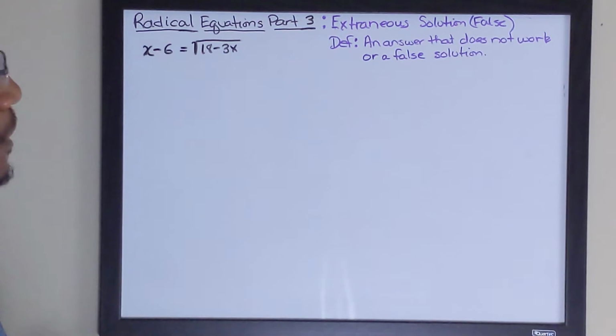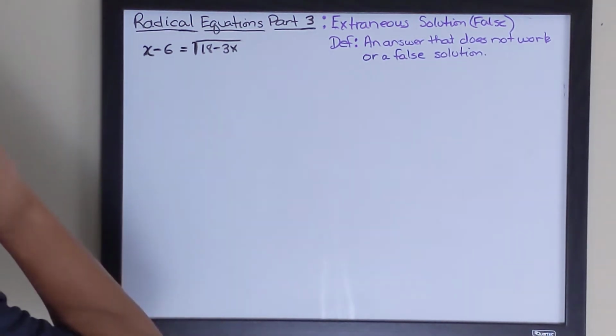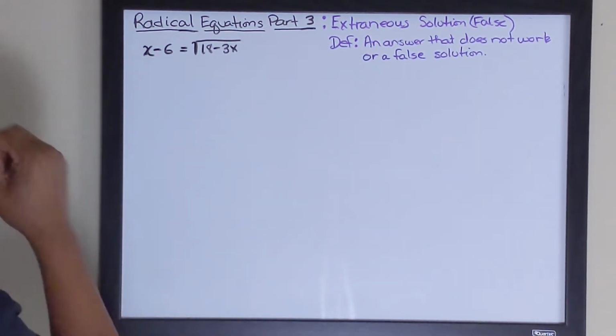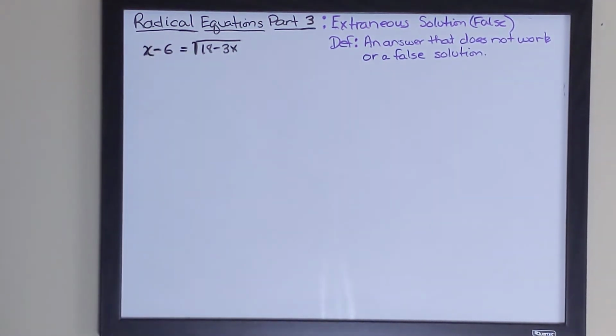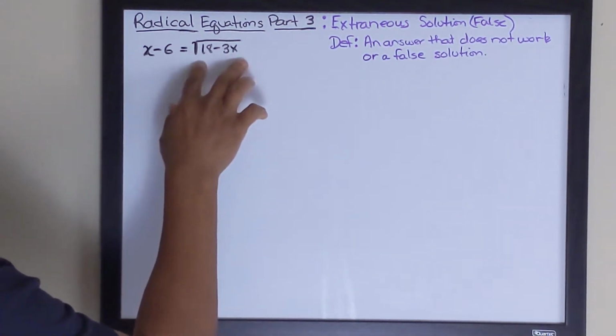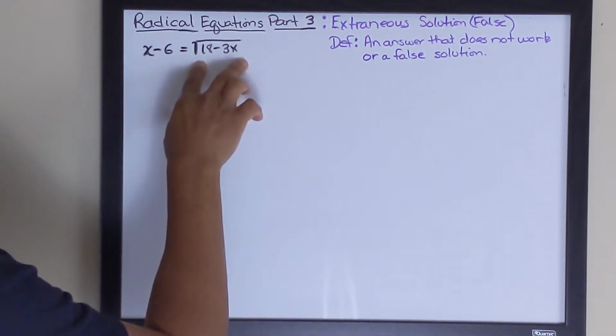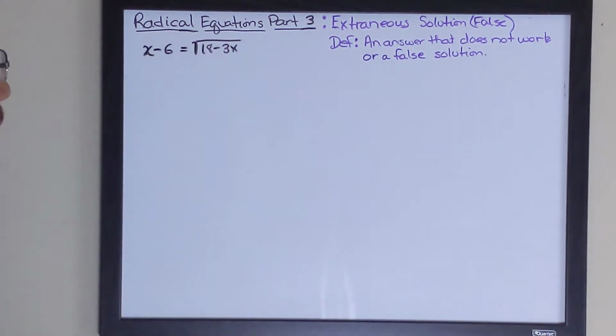I also call it a false solution. So let's go ahead and get started with this particular example. In the first step, the first thing you always want to check is if you can isolate the radical. In this case, this radical is isolated, or sitting by itself, on this side of the equation, so there's nothing else to isolate.